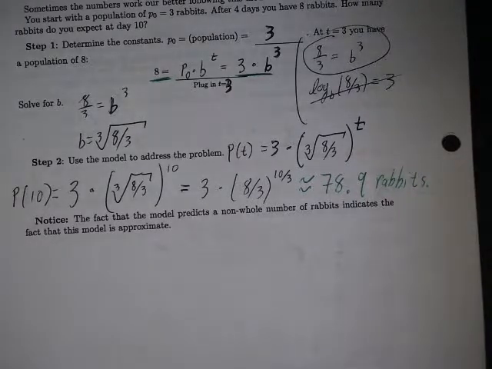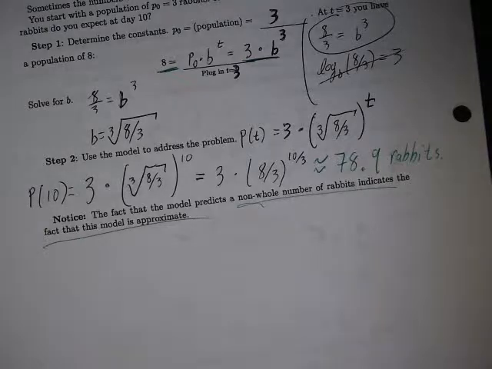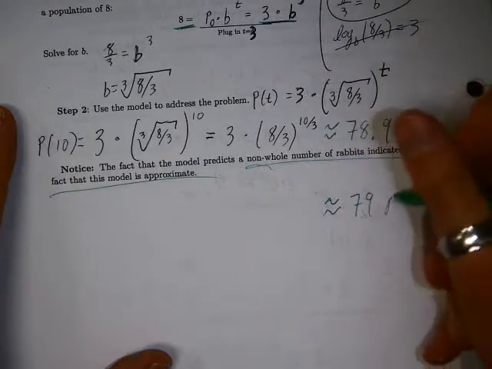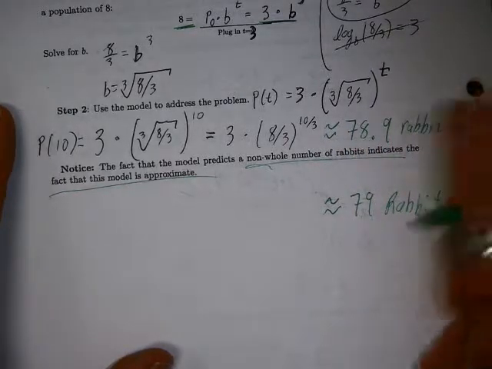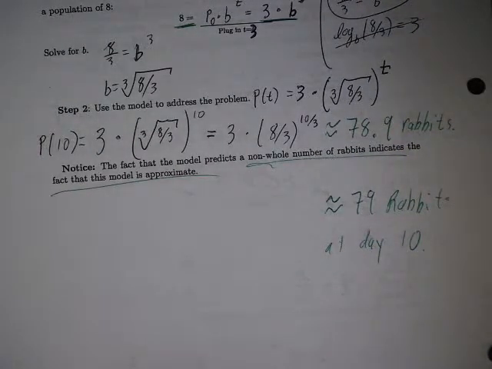Is 78.9 a reasonable number of rabbits to have? And so that tells you there's already something iffy about using this as a model for population growth. Population growth is by its nature discrete and not continuous. When a new rabbit appears, it is one new rabbit, it's not a fraction of a new rabbit. So the fact that you get a non-whole number means that this is an approximate model. So maybe I would even predict that there should be somewhere around 79 rabbits at day 10. Nice. Cool.